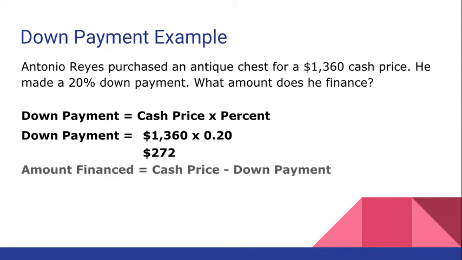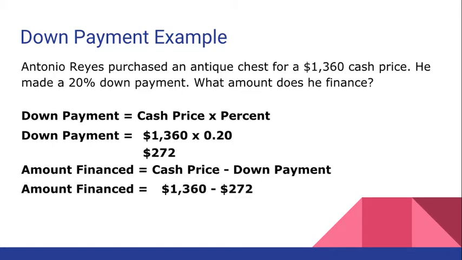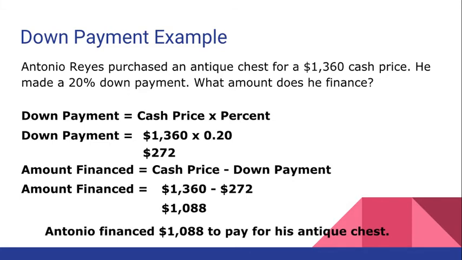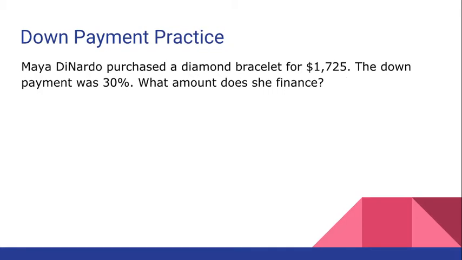So now we need to get the amount financed by subtracting. So we're going to take our cash price minus our down payment that we just figured out, do the subtraction, and we get that Antonio financed $1,088 to pay for his antique chest. So let's see if you can do this one.